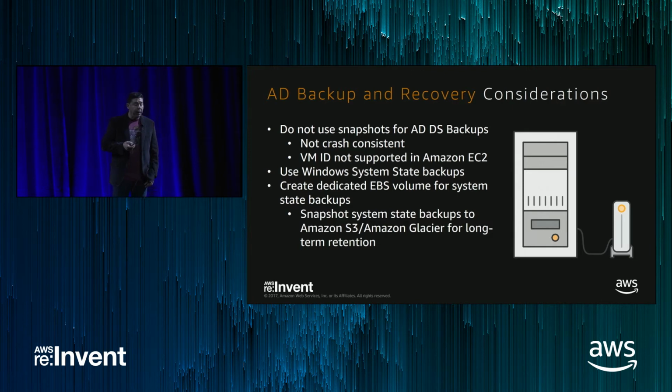So instead, you can leverage Windows System State Backups or leverage your enterprise backup solution, and then create backups of those on, let's say, an EBS volume, and then snapshot those volumes to Amazon S3, and perhaps leverage Glacier for long-term retention. So there's still a way for you to take those backups, snapshot them to S3, and then retain them for longer periods of time.